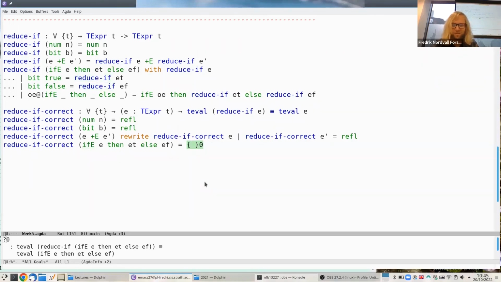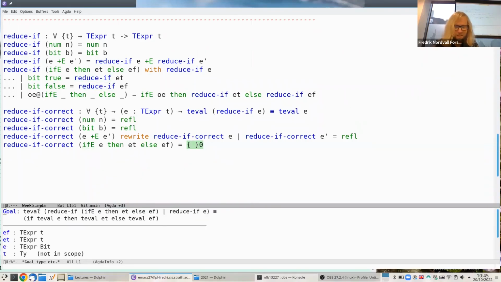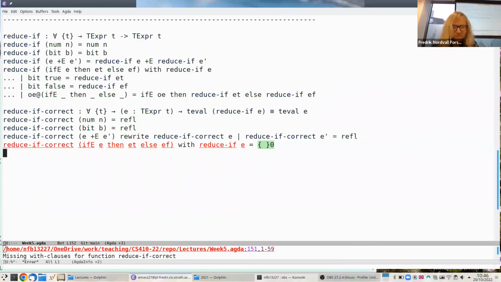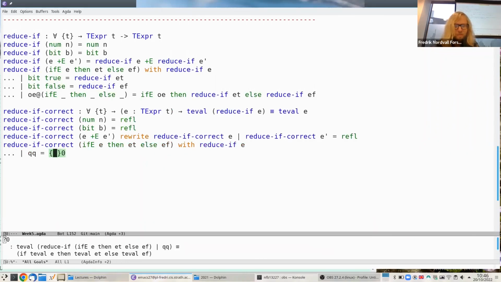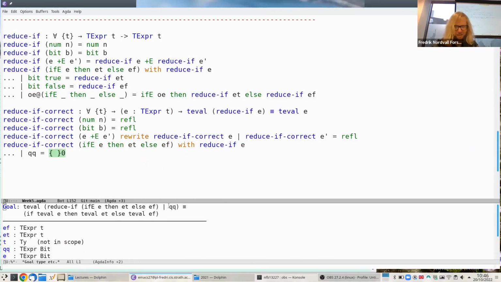Okay, and then this is the only interesting case in some sense, right? Because this is where we actually did something. So we look at the goal and we see that this left-hand side here is stuck because it's done a with on this expression, right? So we play the usual game: why is it stuck? Well, it's stuck because of this. So we have to look at this as well, right? Right, and something marvelous happens. Okay, right, so now it's stuck because of QQ.